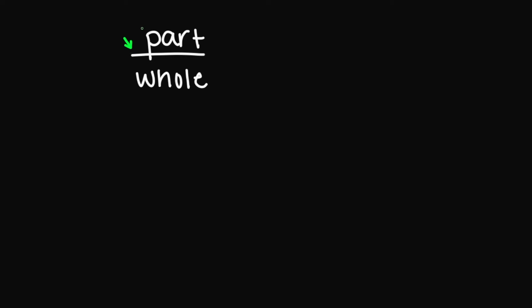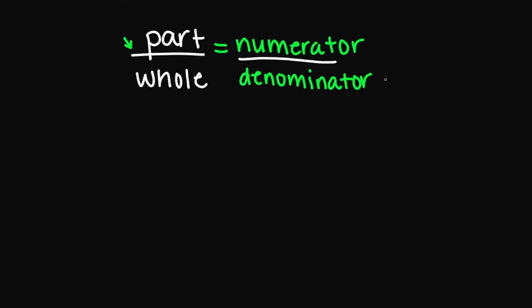The fraction bar is what separates the part from the whole. We need to also remember that the top number, your part, is your numerator, and then the bottom, the whole, is your denominator. And another way to look at this when you're looking at part over whole is your part is how much you currently have over your total. Before we get into some examples, let's go over the three types of fractions.